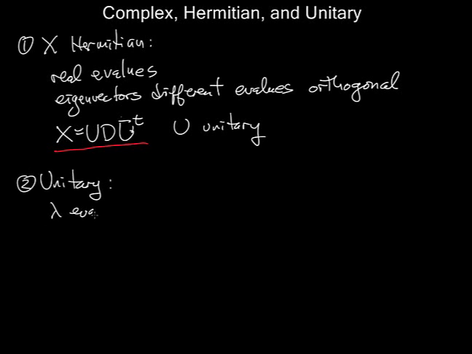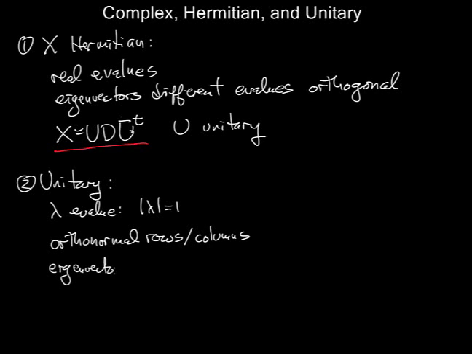And the properties of unitary matrices, well, their eigenvalues have absolute value 1. So in the real case, this was plus or minus 1, and now it's a complex number of absolute value 1. The rows and columns are orthonormal. And again, the eigenvectors with different eigenvalues are orthogonal. So all four of the kinds of matrices we're talking about have this eigenvector property. Okay, so that's a summary of the properties and the analogy with the real matrices.